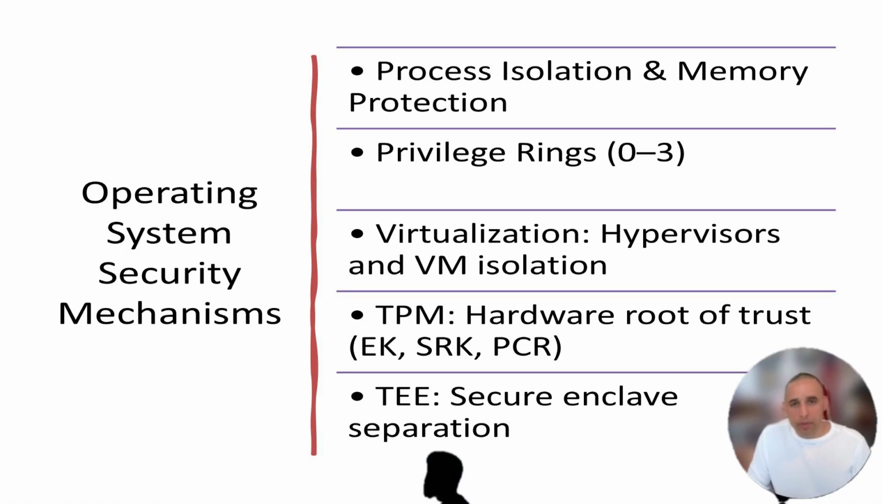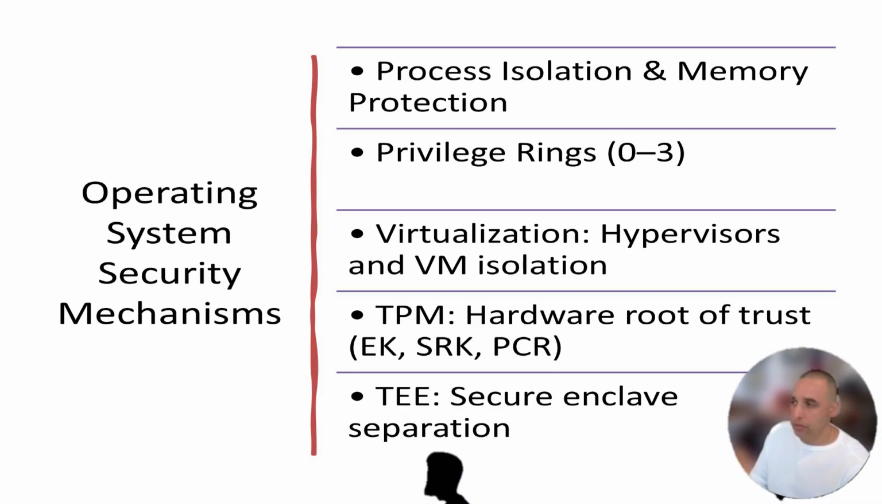Now let's look at the specific mechanisms that operating systems use to enforce security and protect against threats. The operating system keeps processes separate from each other, ensuring that one process cannot interfere with or access the memory of another. This is fundamental for preventing attacks where malicious code tries to access sensitive data from other processes.